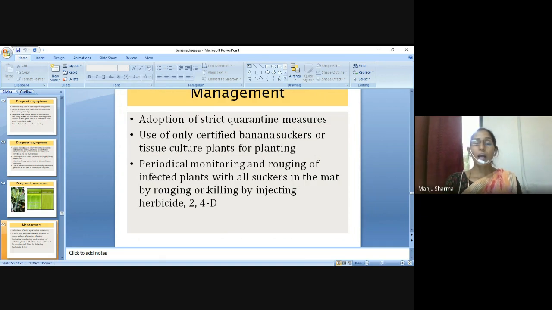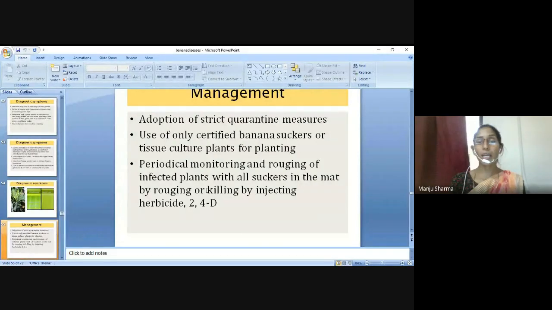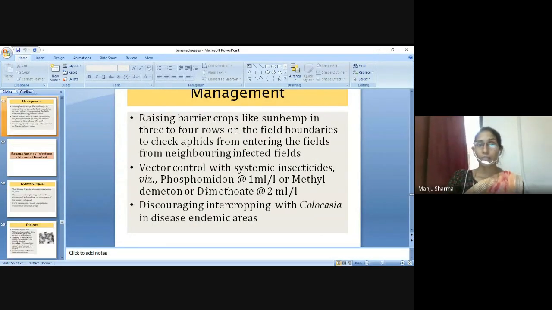Management: adoption of strict quarantine measures, use of tissue culture plants for planting, periodical monitoring and regular removal of infected plants with herbicide 2,4-D. Raising barrier crops like sunhemp in 3 to 4 rows on the field boundaries to check aphids from entering the field from neighboring infected fields.